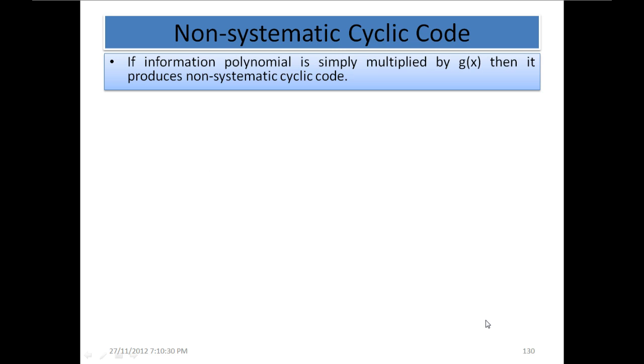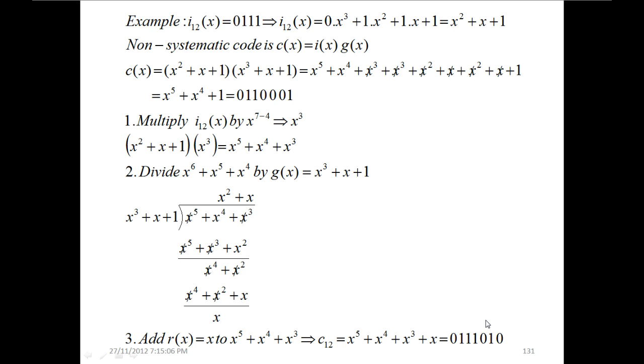Non-systematic cyclic code. If the information polynomial is simply multiplied by g of x, then it produces a non-systematic cyclic code. As you can see over here, there is another example. Here the same information bits 0111 are simply multiplied by g of x, which is x cube plus x plus 1, and the resultant polynomial is x raised to the power 5 plus x raised to the power 4 plus 1. So the code word is 011001. This is a non-systematic code.